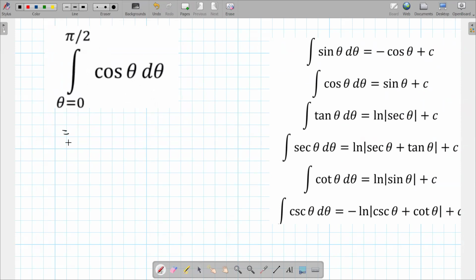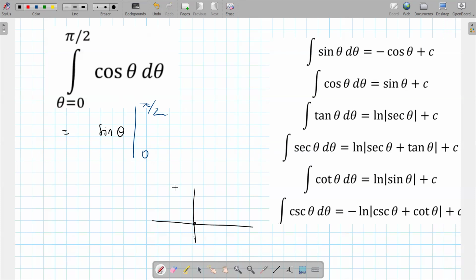What is the integral of cosine? The answer is right there on the right. The integral of cosine is sine, so you get sine theta. The d theta and the integral signs disappear once you take the integral. Then you put 0 as the lower bound and the upper bound here. Are we in degrees or radians? The clue is here. Radians.